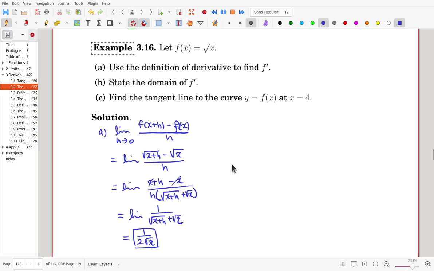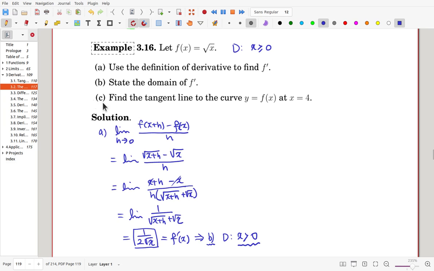Now, we have to say the domain of f prime. So we can say this is f prime of x. Of course, for f itself, the domain is x larger than or equal to 0. But for f prime, once x is 0, the value doesn't exist, so the domain is x positive. So this domain is smaller than the domain of f.